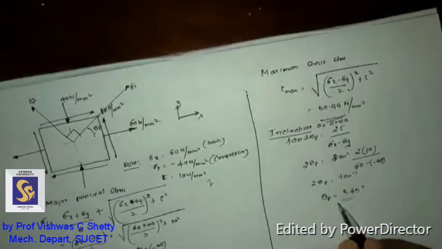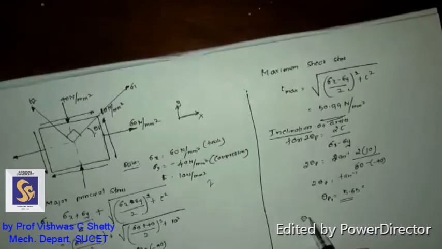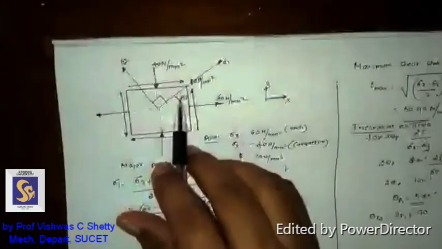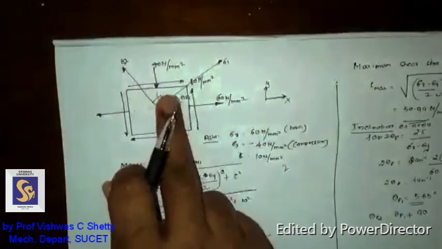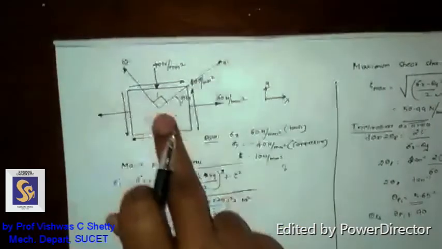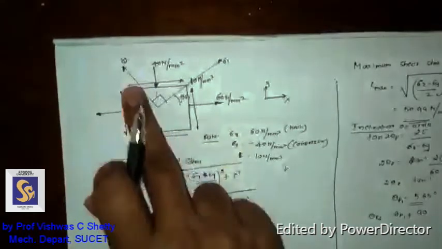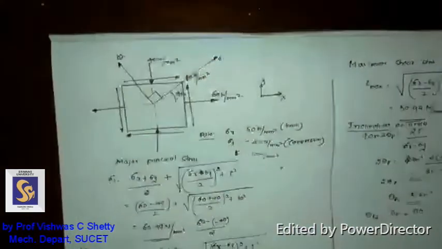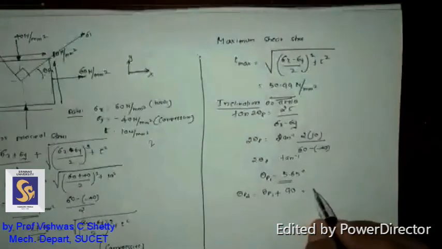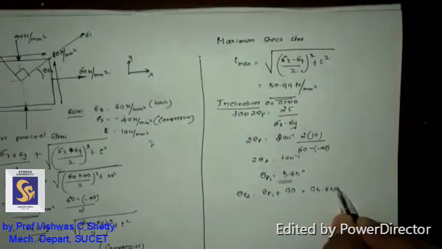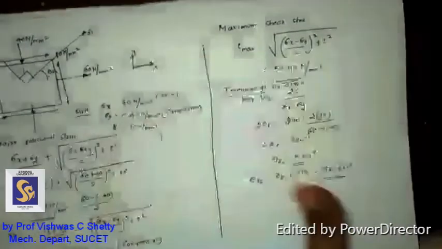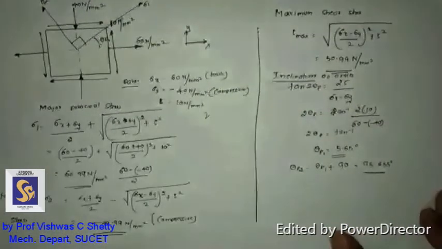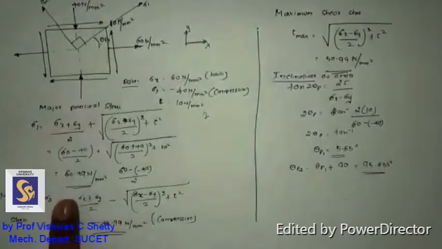So if you take this as theta p1, then theta p2 will be theta p1 plus 90 degrees. Here in the sketch, theta p1 plus 90 degrees gives you the angle of the second principal stress. So adding 90 degrees, it will be 95.65 degrees. Okay, so this is the solution for this question. Is it clear? Finding sigma 1, sigma 2 is very simple.